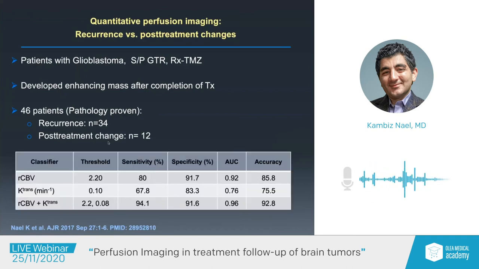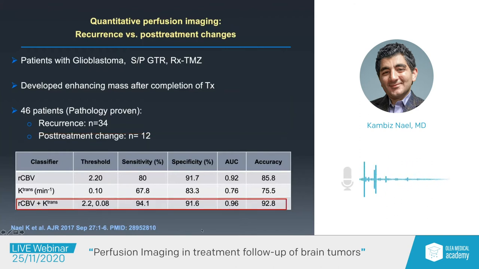And we looked at the cerebral blood volume and K-trans in the MRI before the second resection. And what we found was the relative cerebral blood volume, at a threshold of approximately 2.2, had an overall accuracy of 85%. K-trans at a threshold of 0.1 had an accuracy of 75%. Combining CBV and K-trans together, we increased the overall accuracy to 92.8%. This is the paper that this result was published in.